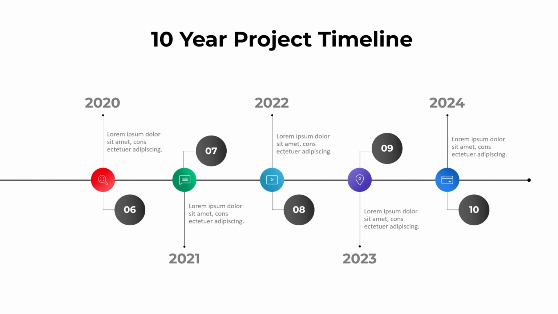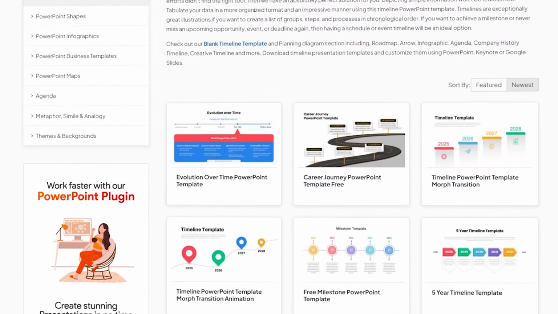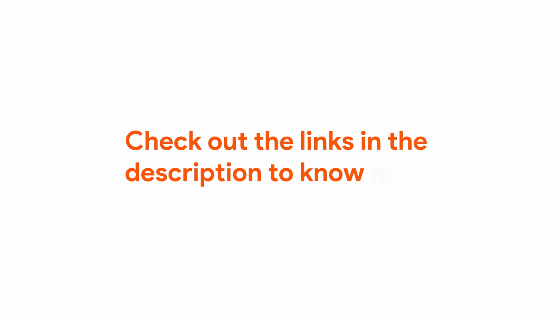Finally, apart from the three methods I just talked about, the easiest way to create a timeline in PowerPoint is just to use one of Slide Bazaar's timeline templates. Simply find the one you need, download it, customize it, and make it your own, all in a matter of few seconds.